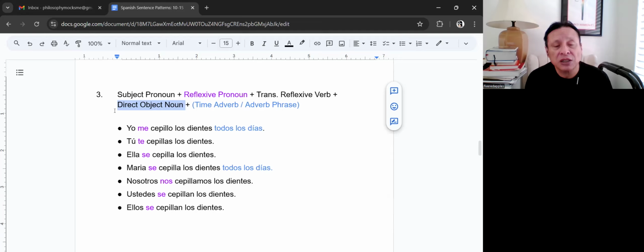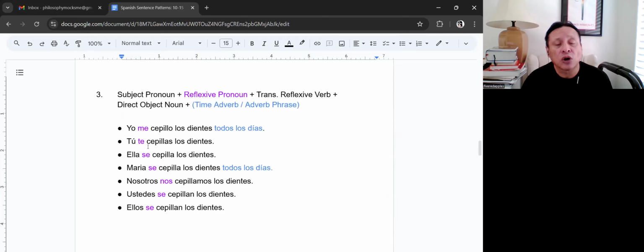Are you brushing her teeth? Are you brushing your shoes? Like, what are you brushing, right? So we're going to have a direct object. And then again, you could have a time adverb or not. You can have an adverb phrase or not, but this is where it would go. Most commonly, this is where it goes.